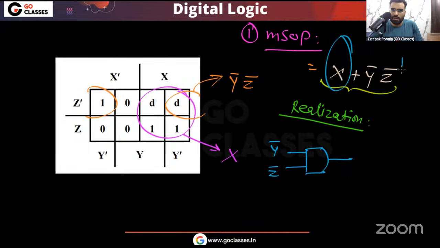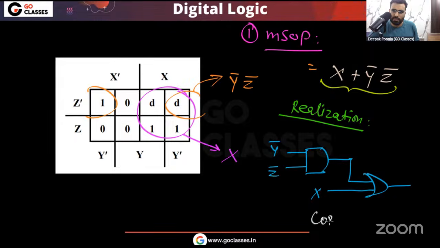Then what I need to do? Assume this Y bar, Z bar is alpha. So I need X or alpha, so I need an OR gate. And that's it. So tell me, what is the cost of realization? The cost is basically the number of logic gates, 2, plus the number of gate inputs. You can see this is a gate input, so total 4 gate inputs. So the cost is basically 6. I hope you understood. Is this clear?